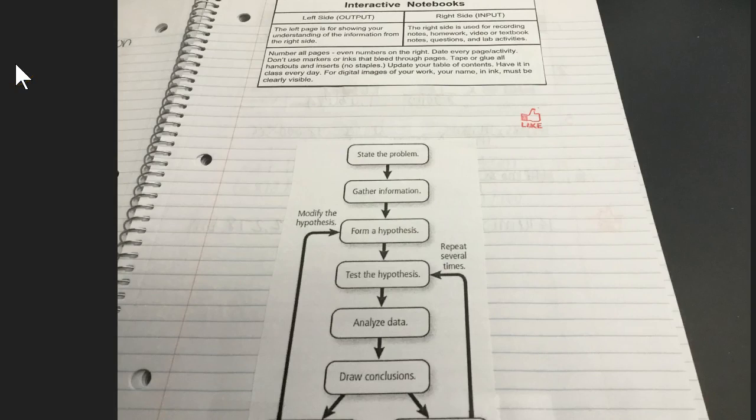On pages 3 and 4, at the top of page 4, you should have notes about how to use the interactive notebook, about how we are going to use the right side for notes and the left side for your work. And then some rules about using the interactive notebook. At the bottom of that page, you should have a flowchart that describes the scientific method. On page 3, you should explain in your own words every step of the scientific method.